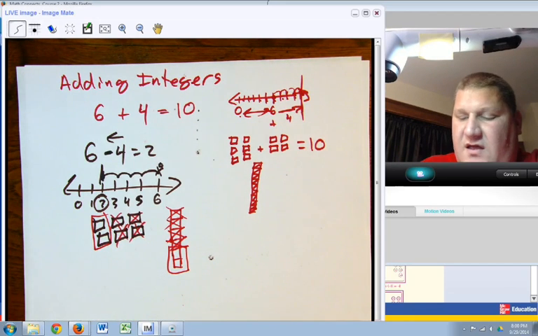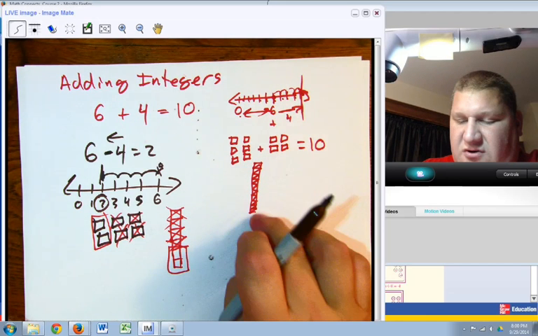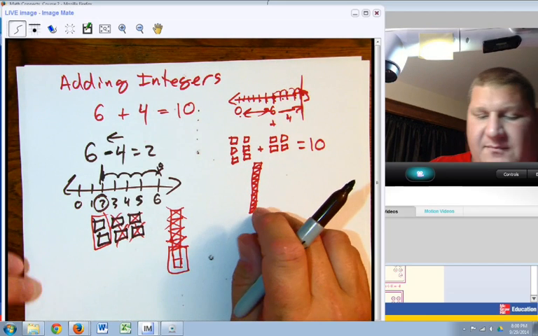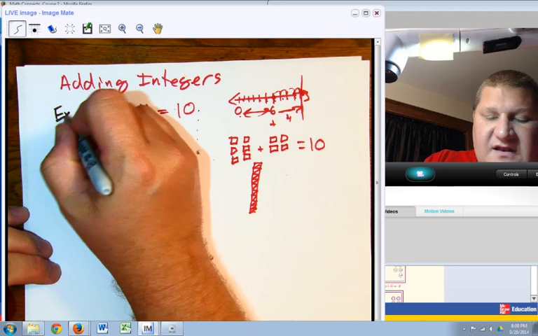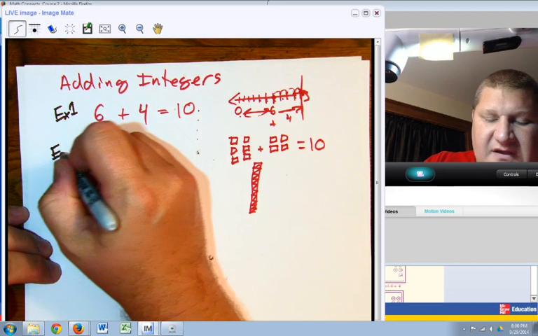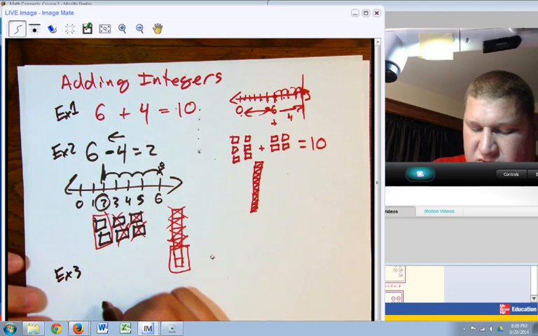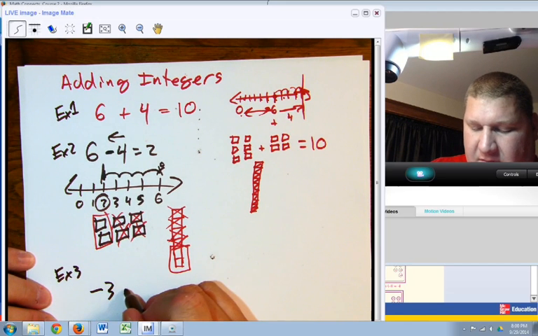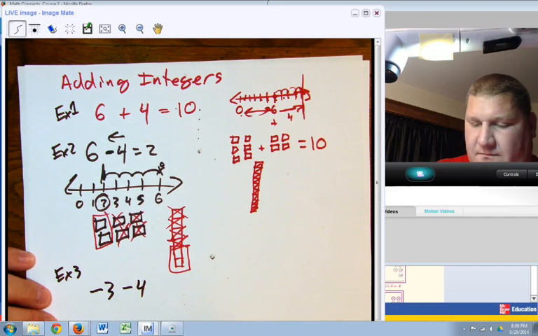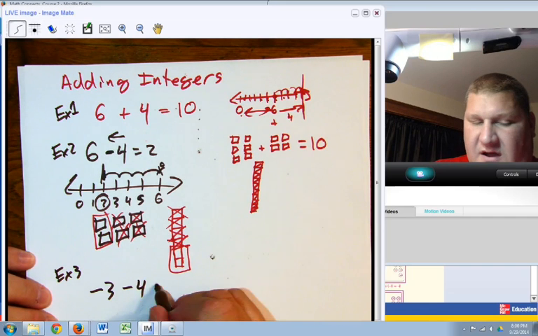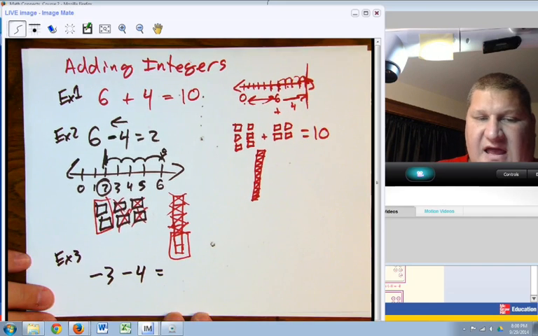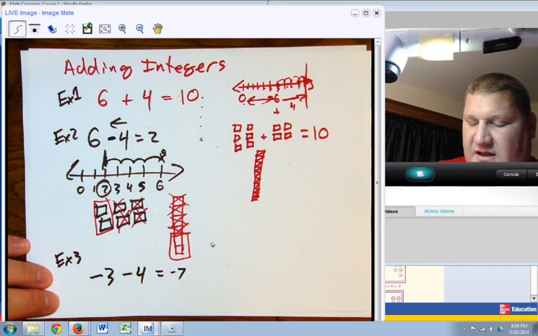Now, the chunks and the strips are fine, but what happens when instead of coming on these pieces, we come down here and do something as follows. Negative 3 minus 4. Now the answer to that, ladies and gentlemen, is going to be negative 7.